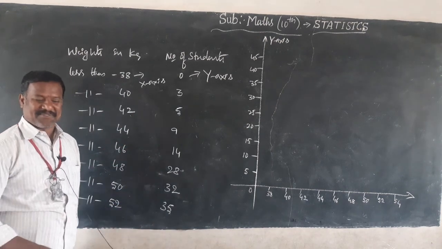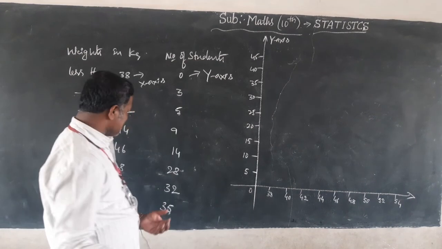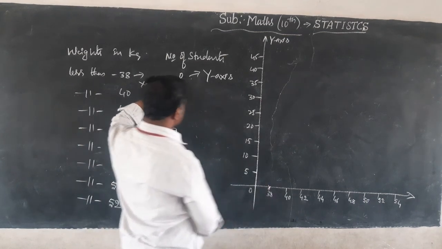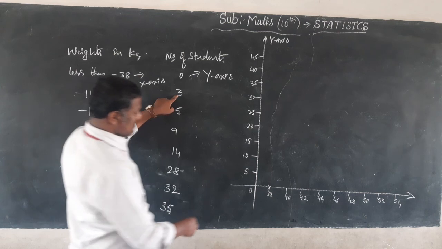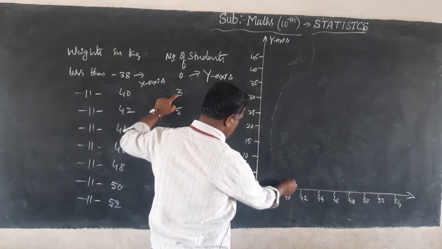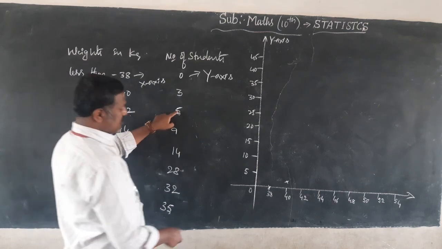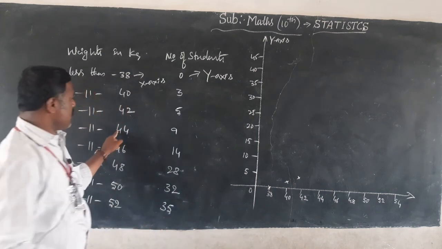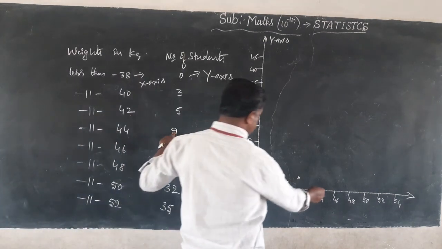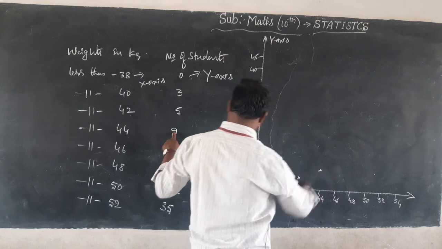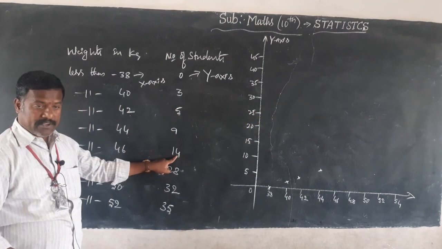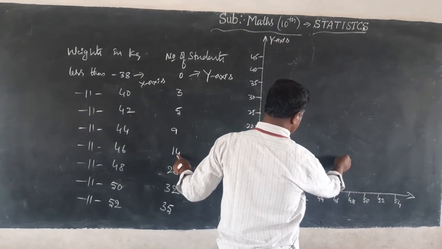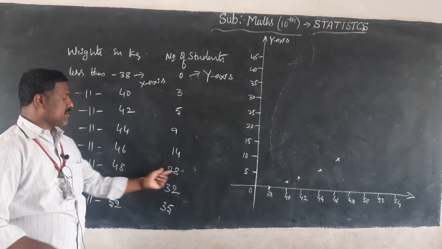Now you can do the graph yourself. Okay, children? For 38, 0, here only we will get 38, 0. For 40, we should go up to 3. 42, 5: 42, 5 means here itself you will get. 44, 9: nearer to 10. 46, 14. 48, 28.